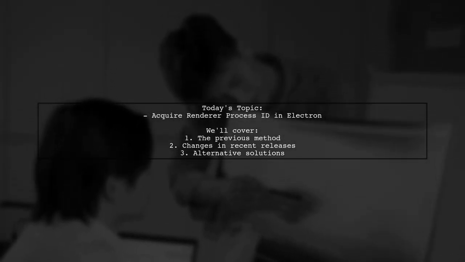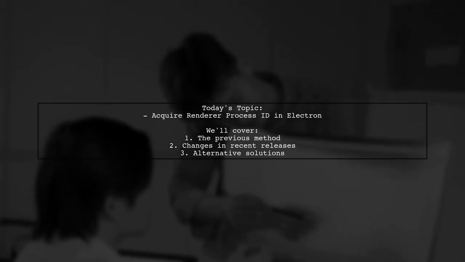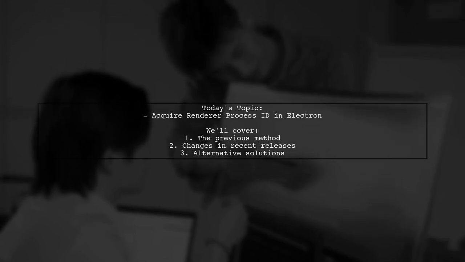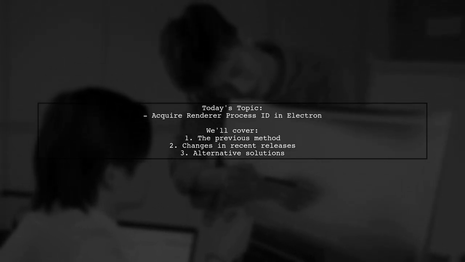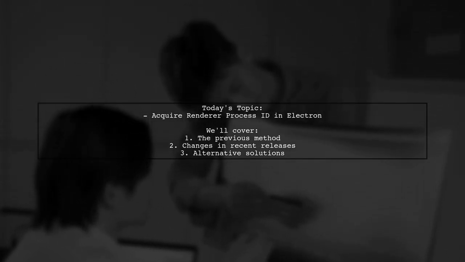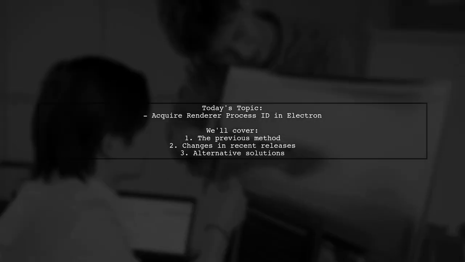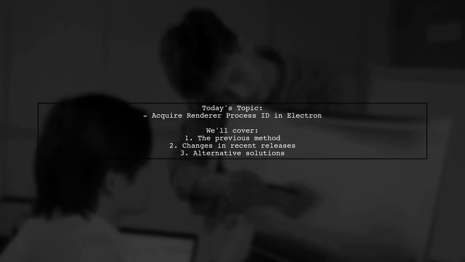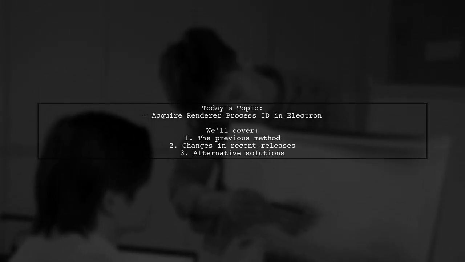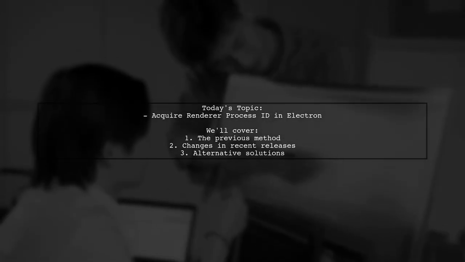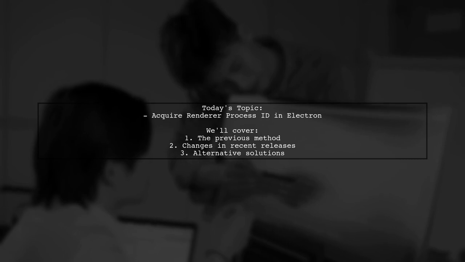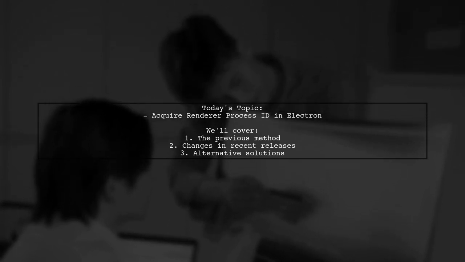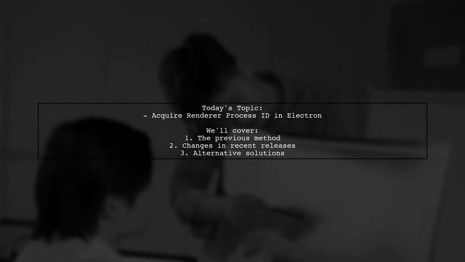Today, we're tackling a question that many Electron developers encounter. Our viewer asks, how can we acquire the renderer process ID in Electron? Previously, you could easily access the process ID using a method from the remote module. However, this approach has changed in recent releases. So what are the alternatives? Let's dive in and explore the current options for retrieving the renderer process ID, especially for Windows users.